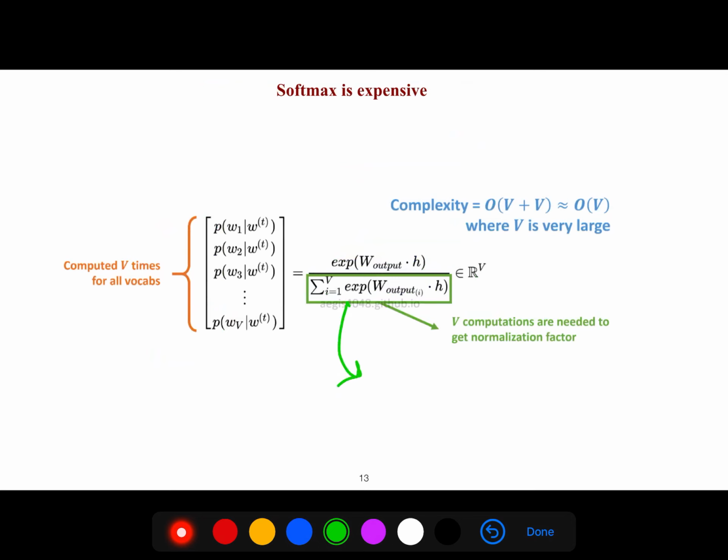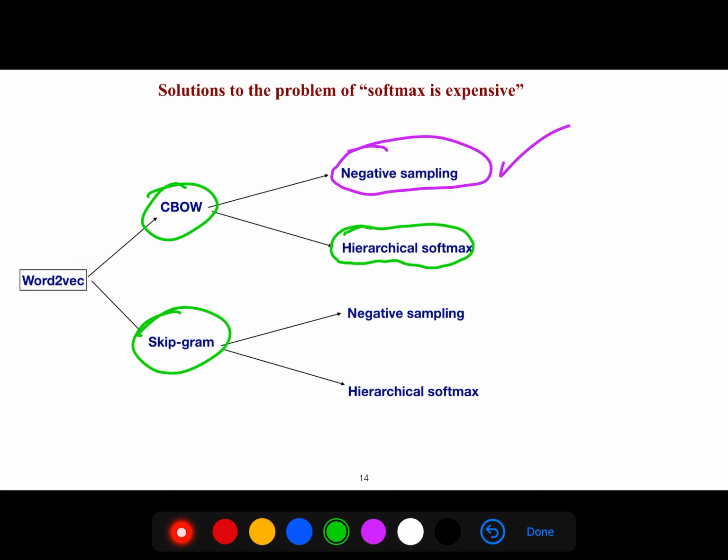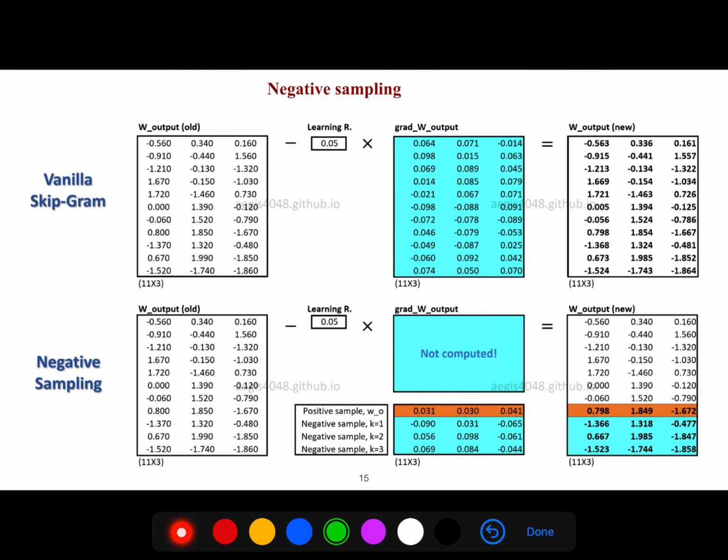Because you have a big problem. Your denominator is huge. V computations are needed to get the normalization factor. So it takes a long time. That's why we should create some methods. That's why they created negative sampling and hierarchical softmax. And so negative sampling is very easy. You just get a subset of these.